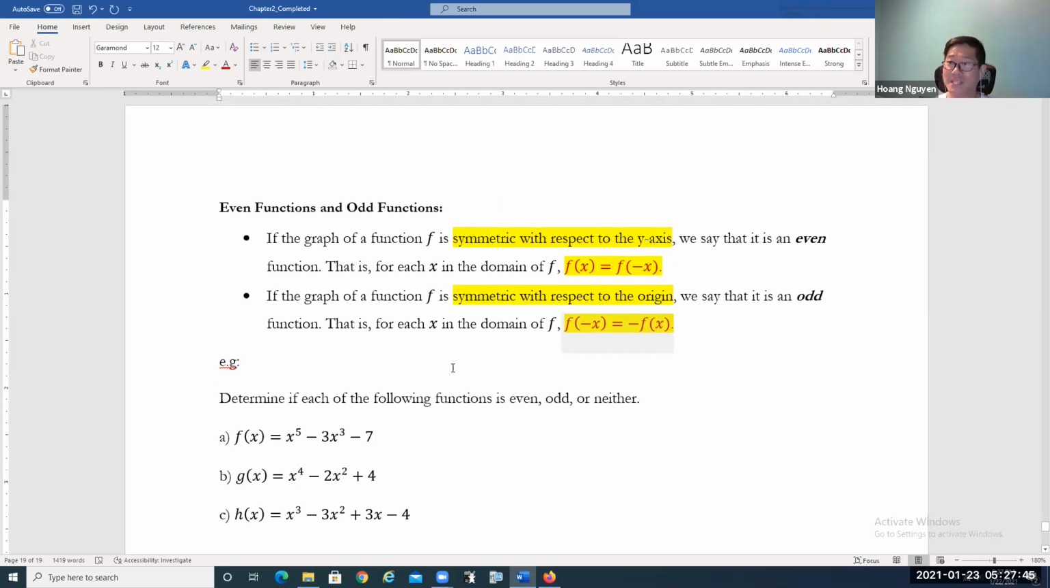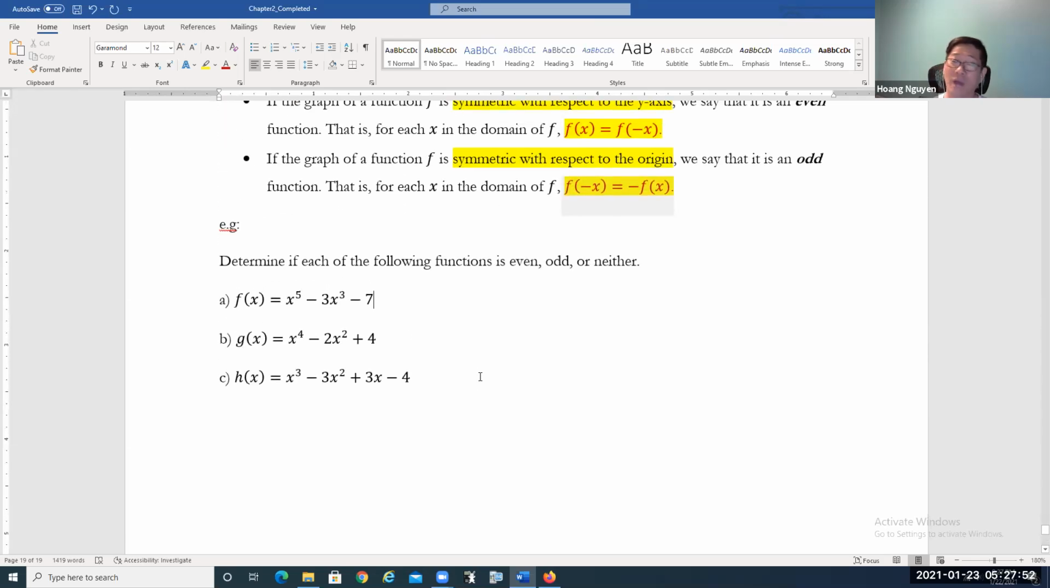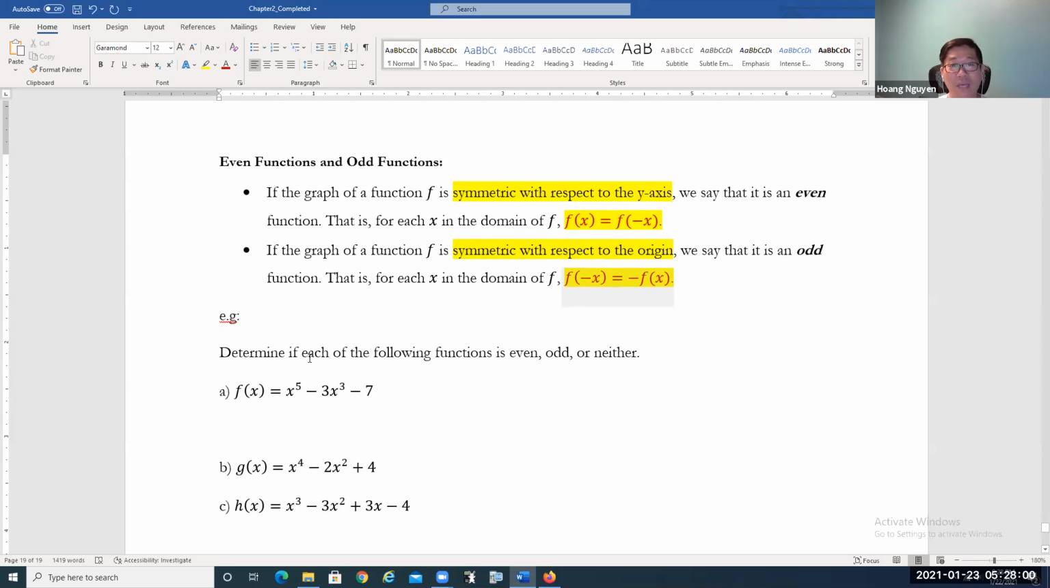Now we're going to use this definition to answer the next question. We have 3 examples over here. I'm going to try the first 2 and it's your turn to try the last one. For the first one, question A: determine if each of the following functions is even, odd, or neither. We're not told whether this function is even or odd, so how can we know that?